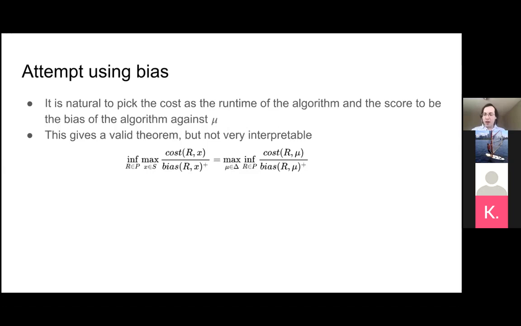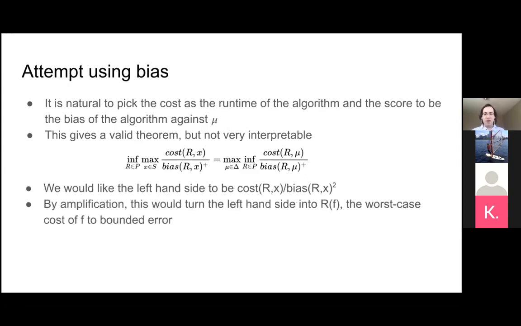So we get a theorem, but it's not very interpretable. And part of the problem is that we would like the left-hand side to look like cost divided by bias squared. Why? Basically because amplification costs 1 over bias squared. So if the left-hand side said cost over bias squared, then by amplification you could show it's just equal to the worst case cost of computing F with bounded error. It will be exactly equal up to constant factors that come from the amplification. So that would be really nice if we can put a divide by bias squared on the left.